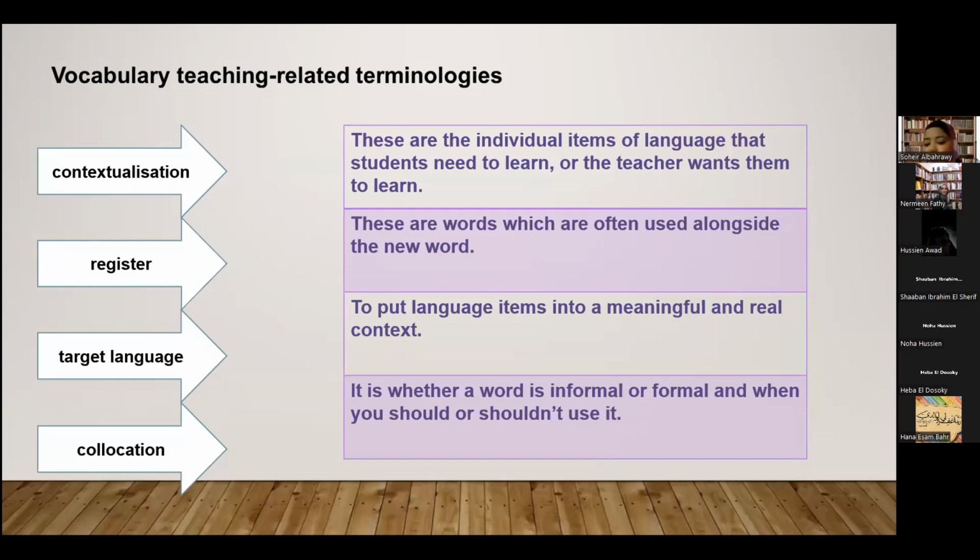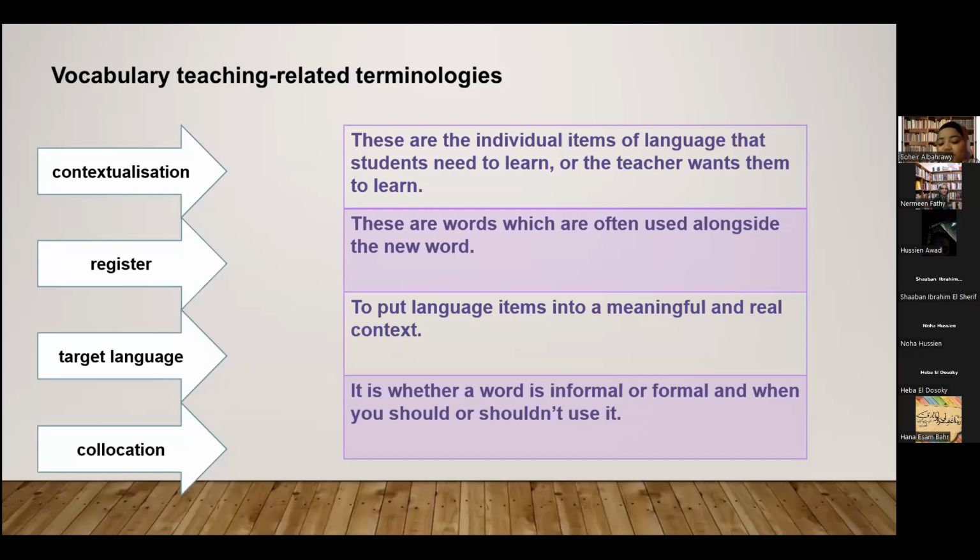The third one: to put language items into a meaningful and real context. What do you think? What is the correct term? Contextualization. Most of the answers are contextualization. Yes, that's perfect. Excellent. Thank you for sharing your answers. You are doing a wonderful job here.